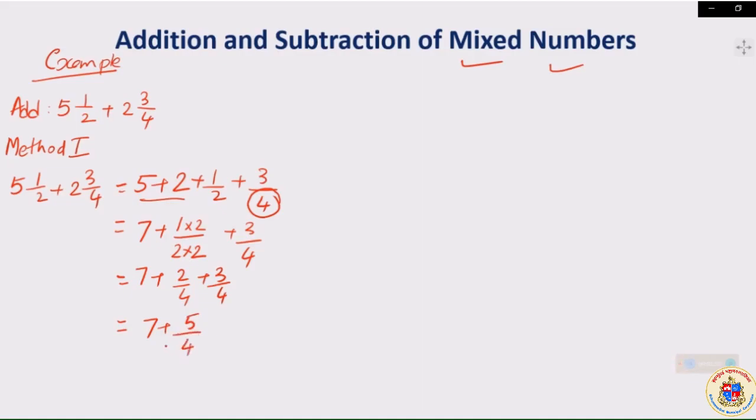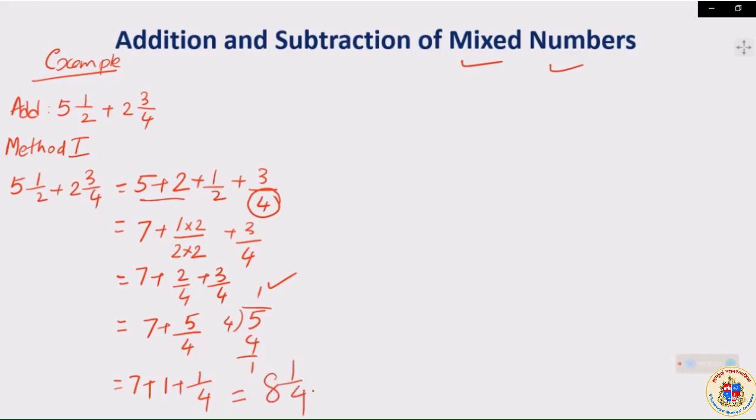Now we can consider like the previous case, as in order to add 7 plus 5 upon 4. 5 upon 4 is an improper fraction. We can convert that into another mixed fraction, that is 7 plus 1 and 1 upon 4. So we got one more whole number here, complete. So 7 plus 1 and 1 upon 4. So it became 8 and 1 upon 4.